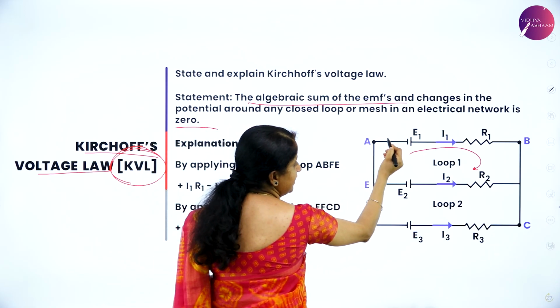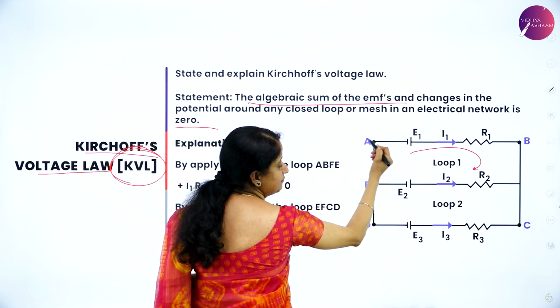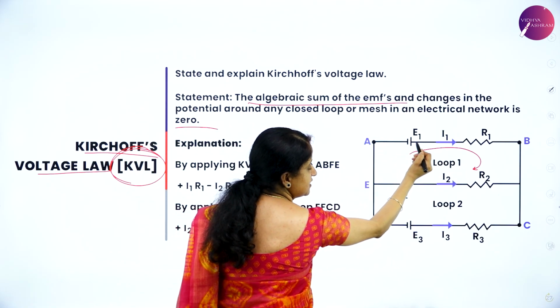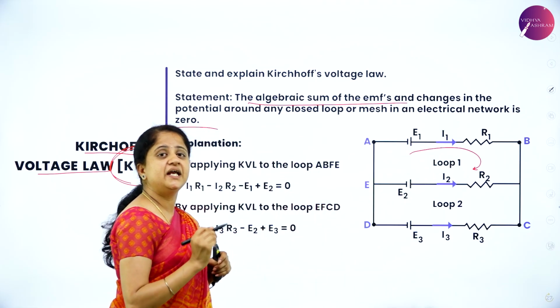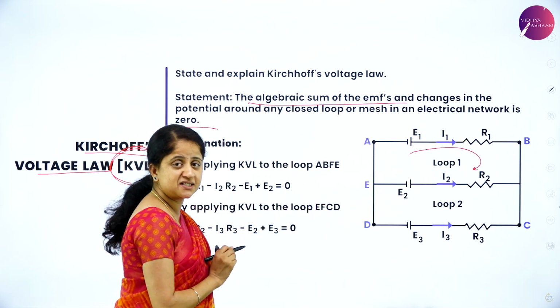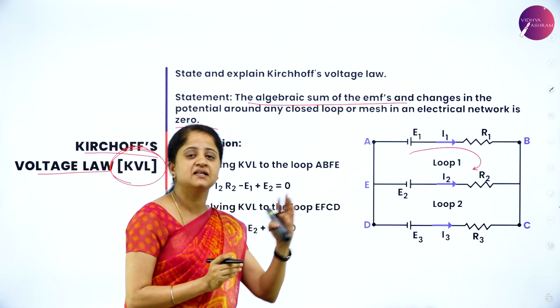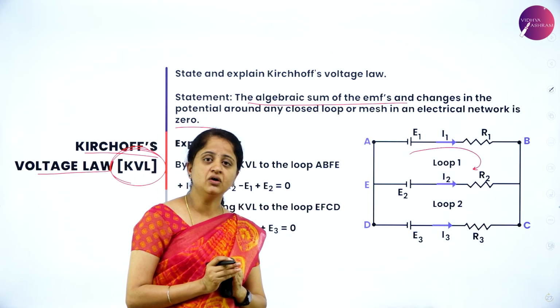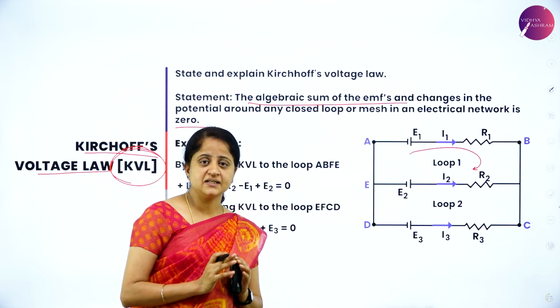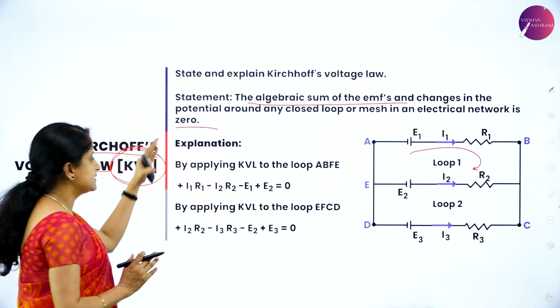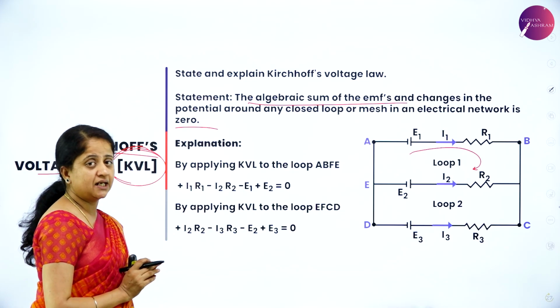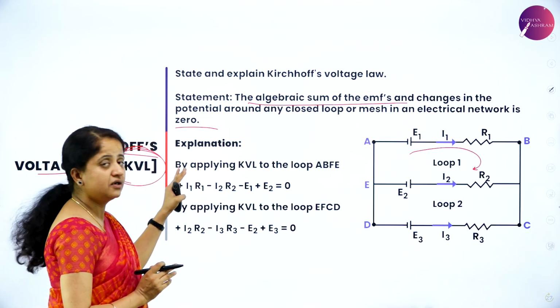Suppose I am observing from this side to this side, my direction of observation is from negative terminal to positive terminal, then the EMF of the cell is considered positive. It is considered negative if the direction of observation across the cell is from positive terminal to negative terminal. So keeping all these sign conventions in mind, let us now understand KVL, that is Kirchhoff's voltage law, for a given example.